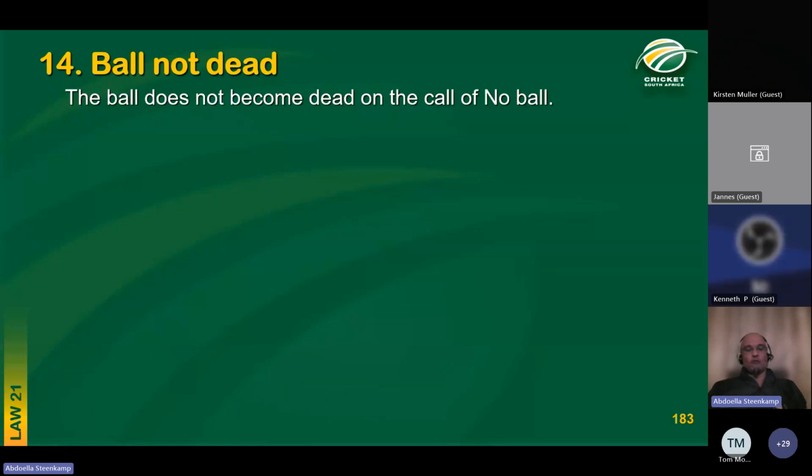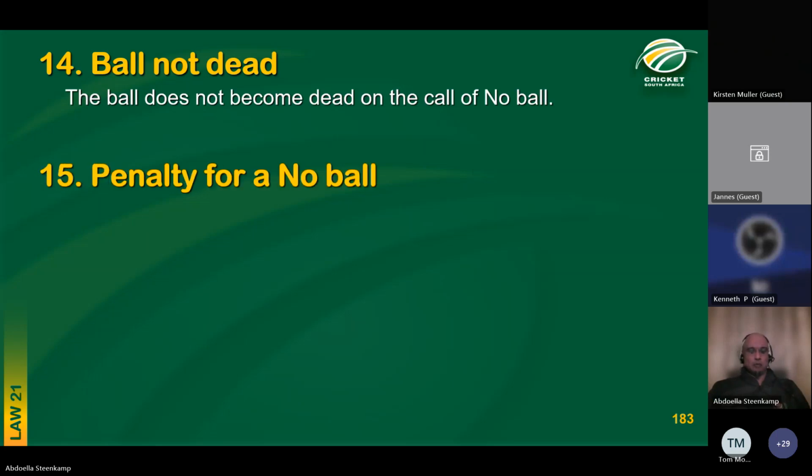So let's say you call no ball for no part of the front foot behind the back edge of the popping crease, batter hits the ball to third man, they just started to run. Ball is not dead. You'll allow the batters to run. We'll now see that because a batter can still be run out off a no ball, we'll get to how you can be dismissed off a no ball.